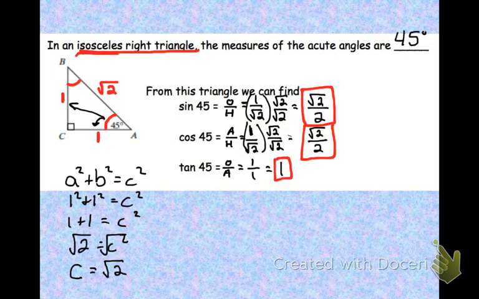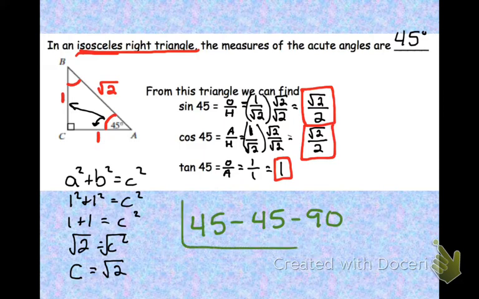So that's the first special right triangle that we need to know, an isosceles right triangle, also known as a 45, 45, 90 right triangle. You might want to make a note of that somewhere in your notes. It's not there, but that's a 45, 45, 90 right triangle.